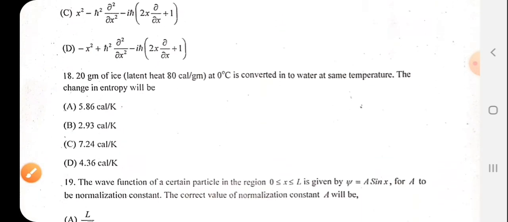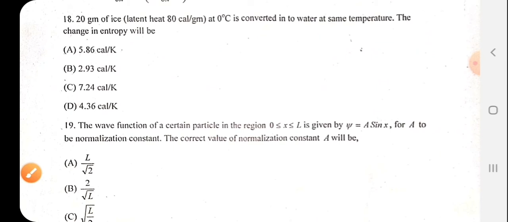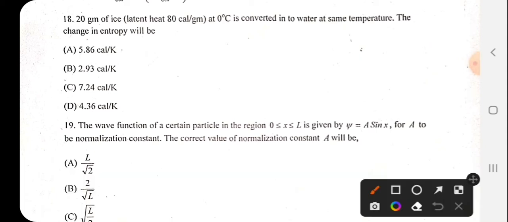Now come to the next question. 20 gram of ice, where latent heat is 80 calorie per gram, at 0 degree Celsius is converted into water at the same temperature. Okay, so the change in entropy will be... this is a very easy question.